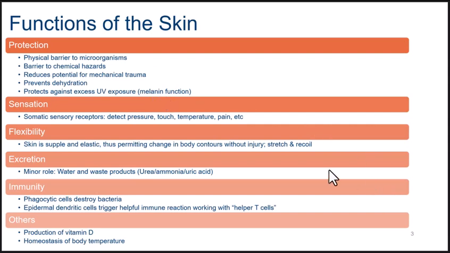Another function of skin is sensation. There are millions of different somatic or body sensory receptors that are found throughout our skin that allow for sensations such as pressure and touch and temperature and pain. And being able to detect these differences is important for our survival. We often say, well, it's too bad we experience pain, but if we didn't experience pain, we would actually be worse off.